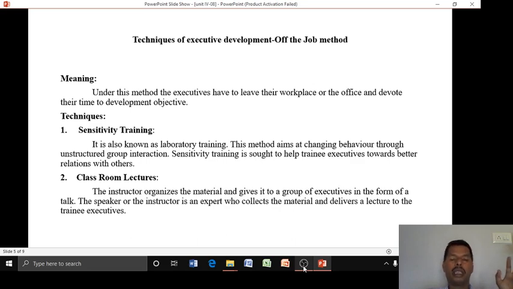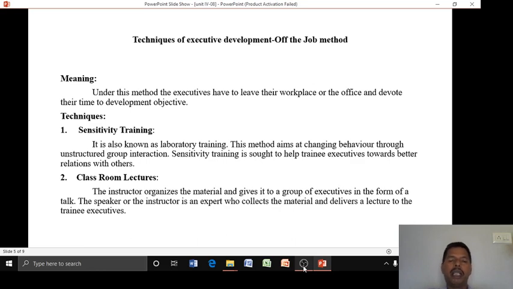The instructor or senior manager or consultant organizes the material and gives it to a group of executives in the form of a talk. So the talk will be delivered by him to those who actually need such kinds of skills, knowledge or experience.